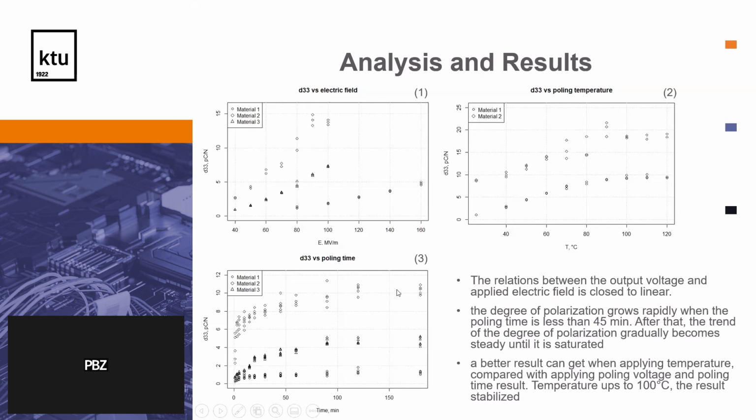About the poling time, I also did 16 experimental groups with time varying from 1 minute to 3 hours. From this graph, we can understand that in the beginning d33 increased with the poling time. At about 45 minutes, the polarization gets saturated and d33 remains relatively constant. Also for the temperature, we can get similar results to the poling time.